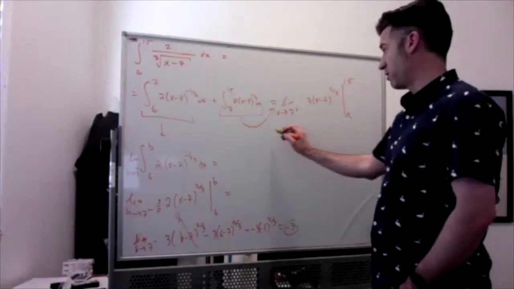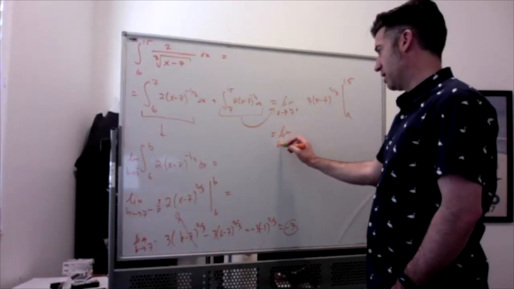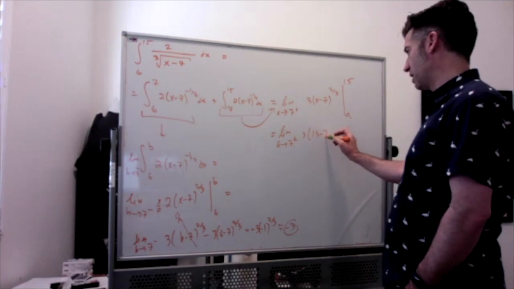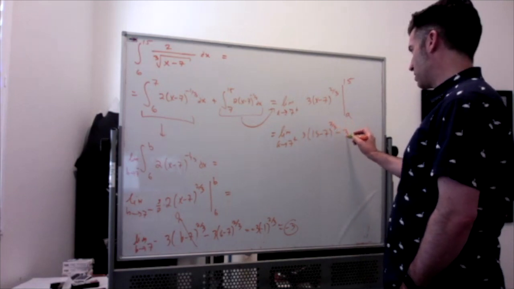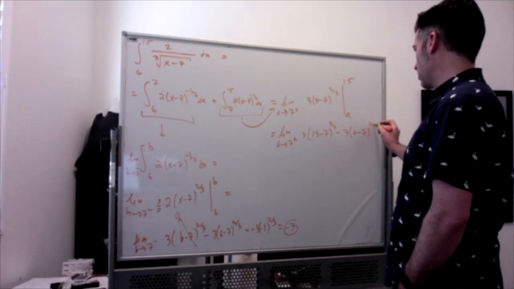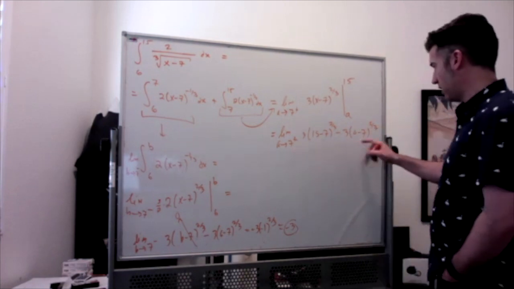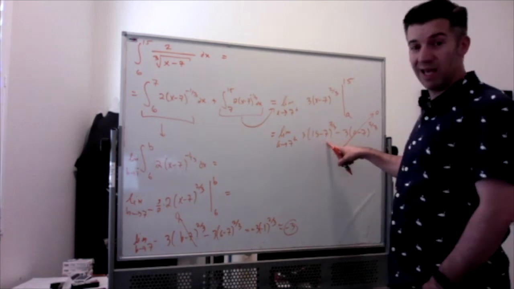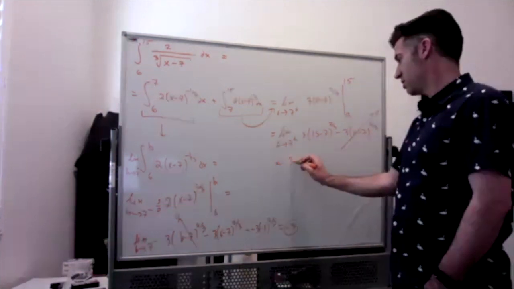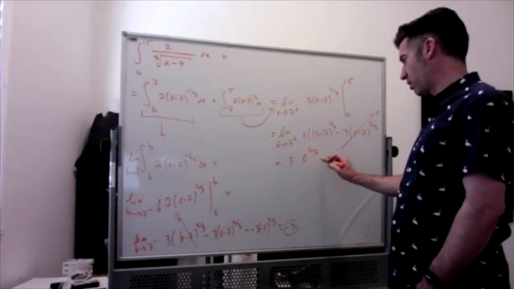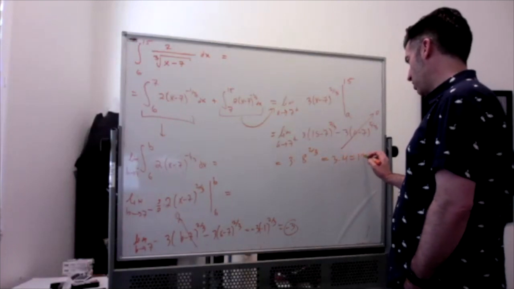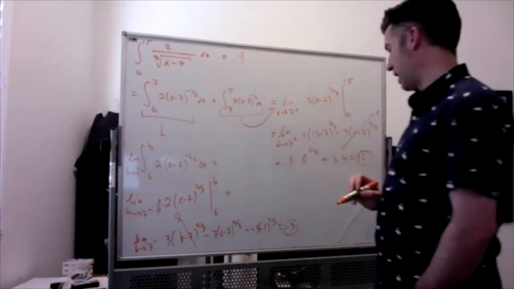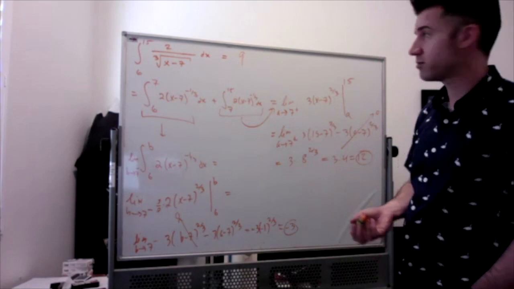So we plug in our limits of integration. We get the limit as a goes to 7 from the right of 3 times (15 minus 7) to the 2/3 minus 3 times (a minus 7) to the 2/3. 7 minus 7 is 0, to the 2/3 is still 0. 15 minus 7 is 8. 8 to the 2/3 is 4. So you get 3 times 4, which is 12. So our total answer is that this converges to 9. 12 minus 3.